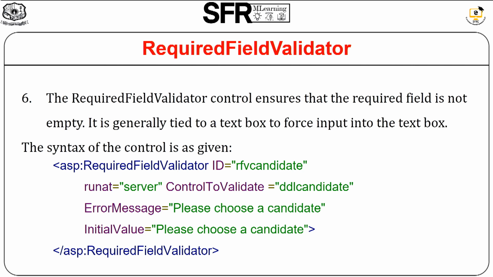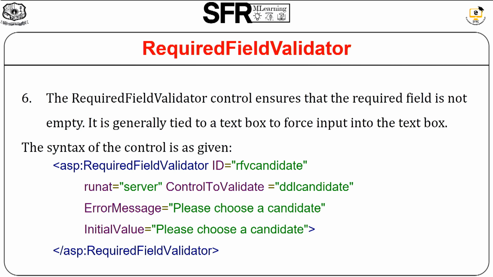In ASP.NET, we have to give the keyword required field validator. The first attribute is ID. You should give the ID for the required field validator. Next, you should give the attribute run at, whether to run at the server or at the client. The third one is control to validate, which control we are going to validate. The fourth one is error message. If the box is empty, what error message should be displayed? For example, we can say it as please choose a candidate.